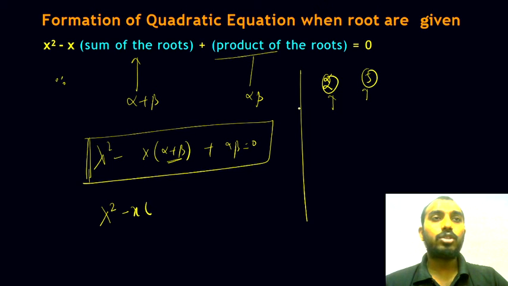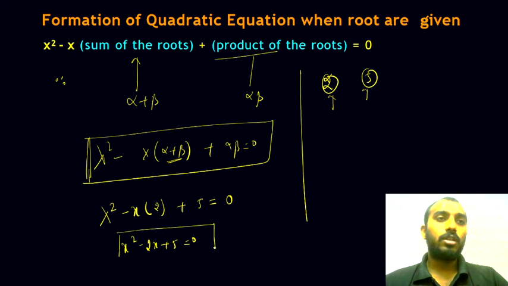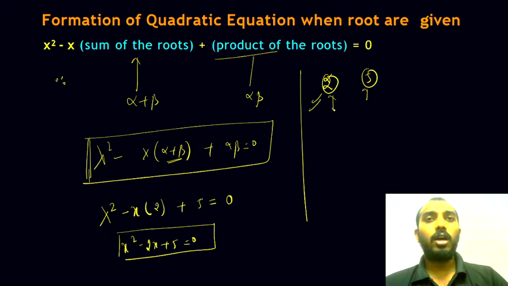What is the sum of roots? It is 2, so just write 2. And what is the product of roots? 5. So just put it here: plus 5 equals to 0. So it becomes x square minus 2x plus 5. So this is the quadratic equation whose sum of roots is 2 and product of roots is 5. Okay, so this is the formula.